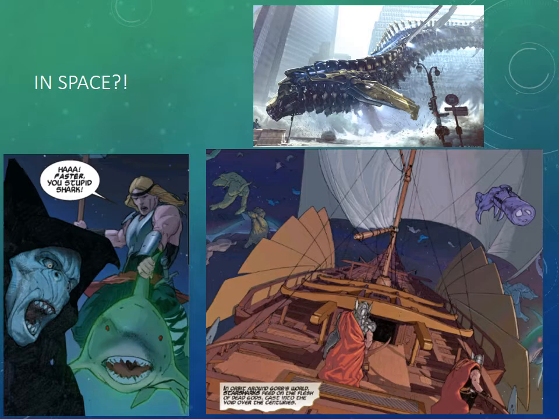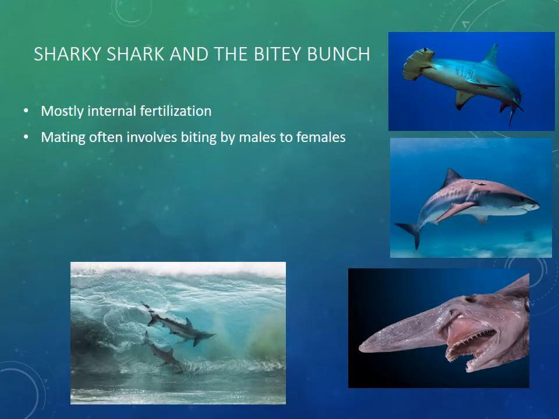So sharks, you can find them all over the place. Also, sharks generally have internal fertilization. Here's a couple different sharks over here. We have the hammerhead, the goblin, and the tiger shark. Mating is usually internal fertilization. There can be external. There's also some that give birth via eggs or live birth. So there's a couple different types found.